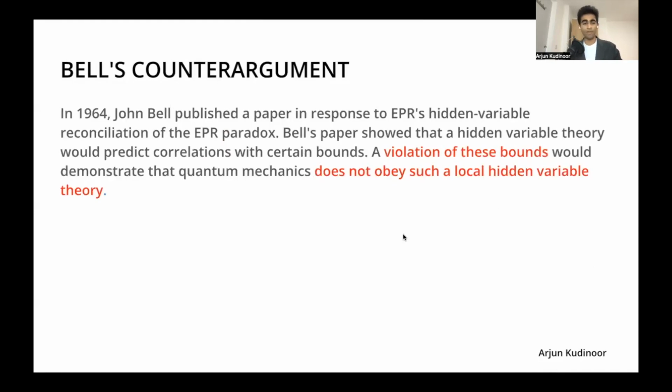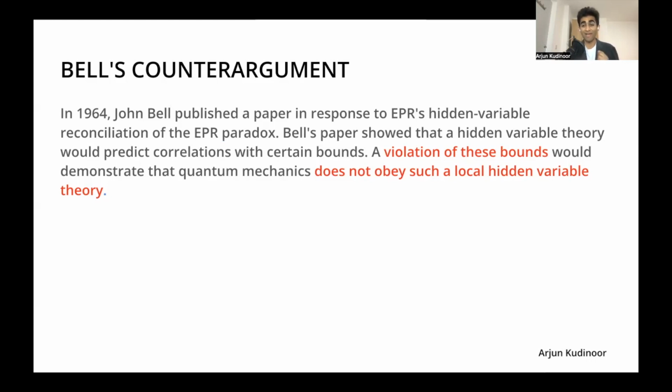So that was EPR's conclusion. And then comes along Bell. Now, John Bell in 1964 counters EPR's argument, among many others. But Bell says that if you do have a theory that has hidden variables to account for this incomplete description of quantum mechanics, then it would predict certain bounds on a quantity called a correlation. We're going to construct this quantity, but if these bounds were violated, then it would demonstrate that quantum mechanics doesn't obey such a local hidden variable theory.